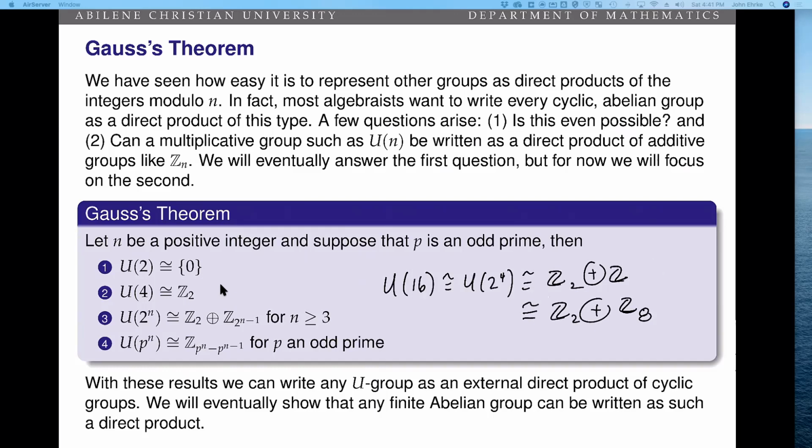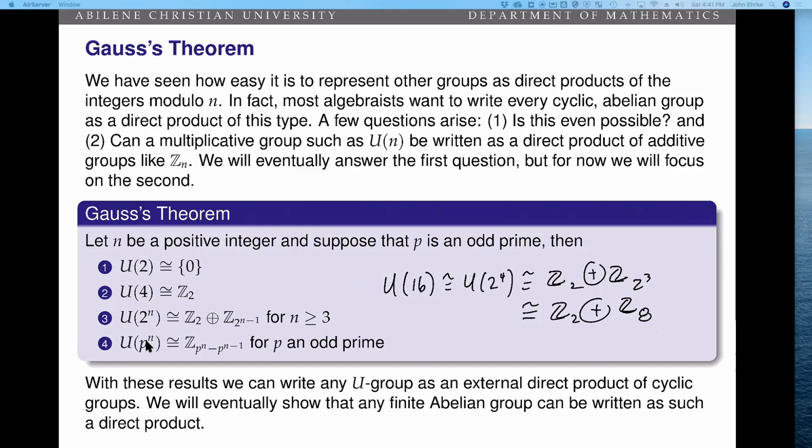So typically we don't write it that way. Let me change it like that. So this would be applying Gauss's theorem to U16. You could rewrite U16 as Z2 direct product Z8, but you couldn't decompose it anymore because all of the prime factors of Z8 are relatively prime to each other. So you wouldn't be able to decompose this any further.